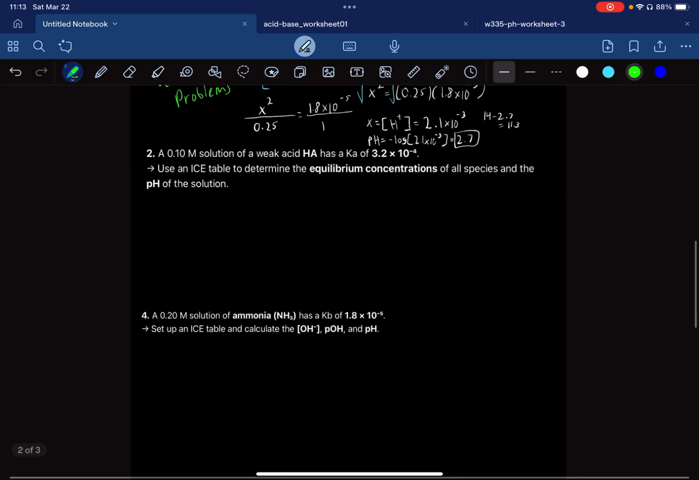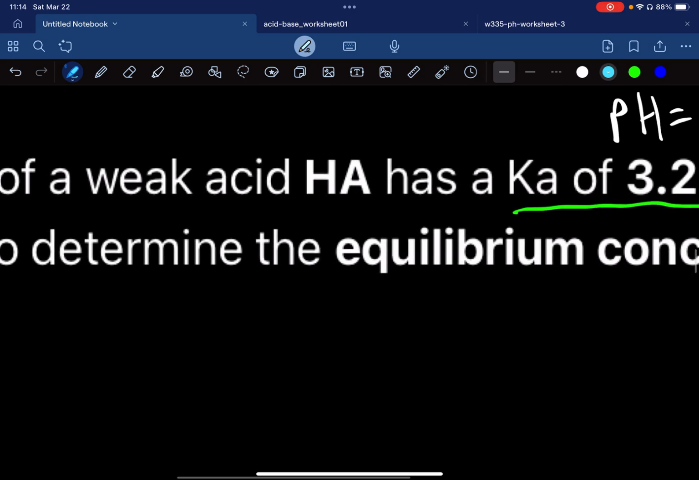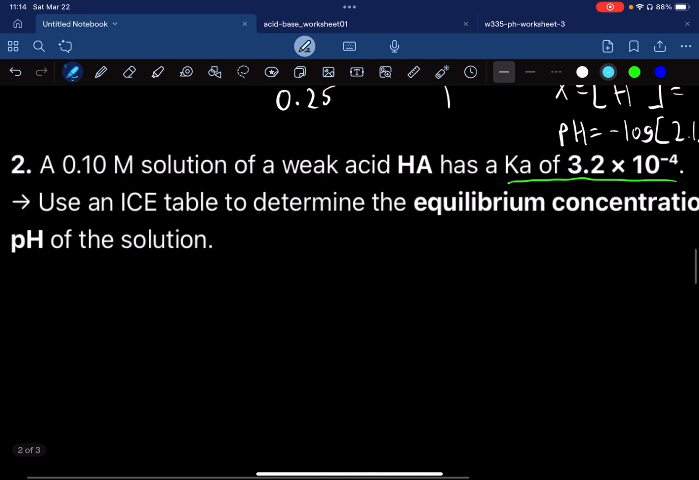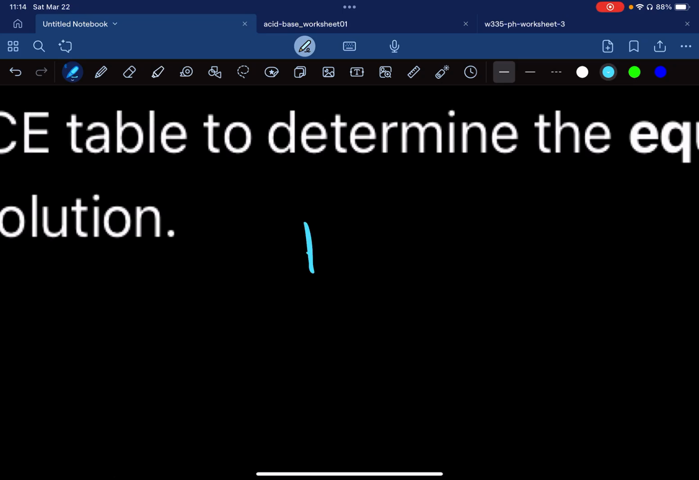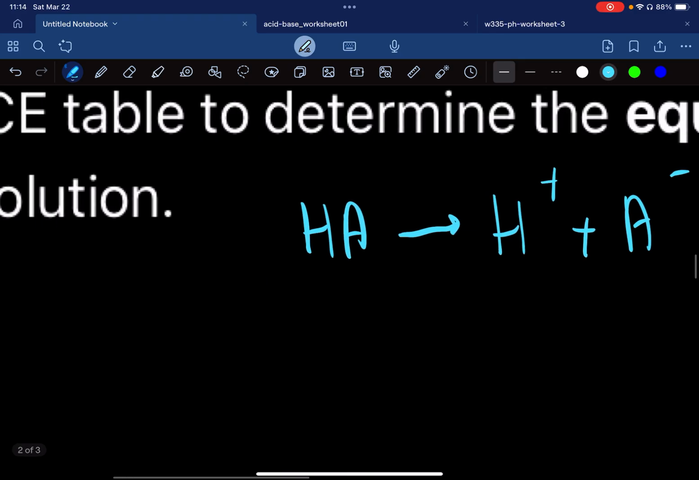All right, let's go to the next one. Same thing. A 0.10 molarity solution of HA has an acidity constant of 3.2 times 10 to the power of -4. Since they gave us this acidity constant, we're gonna assume it is a weak acid. I don't know what HA is. I think this is a made-up acid, but nonetheless, HA breaks up into a hydrogen plus ion plus an A minus ion. We're gonna do ice tables as usual.